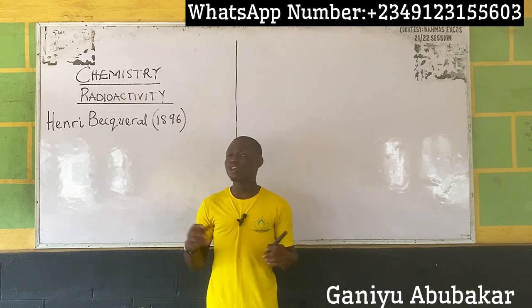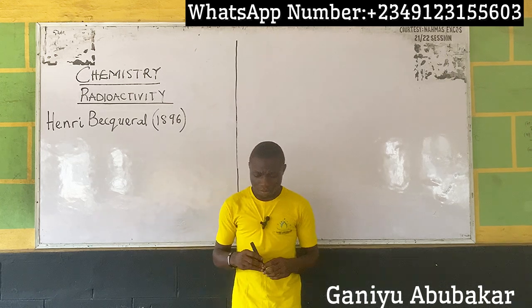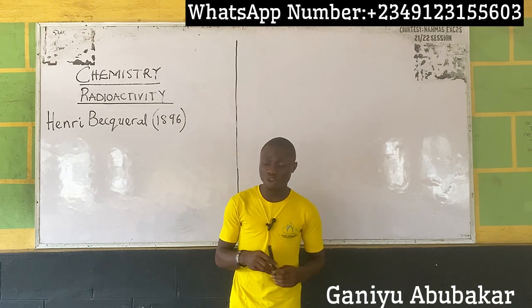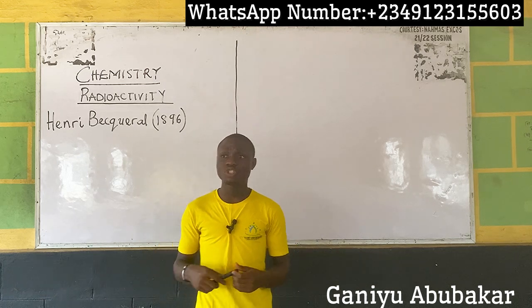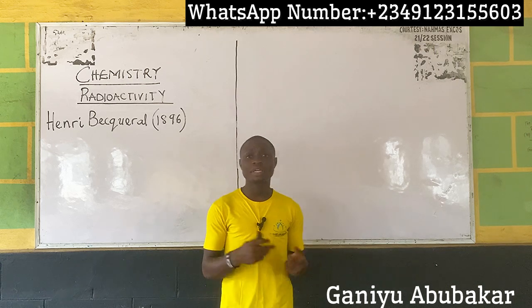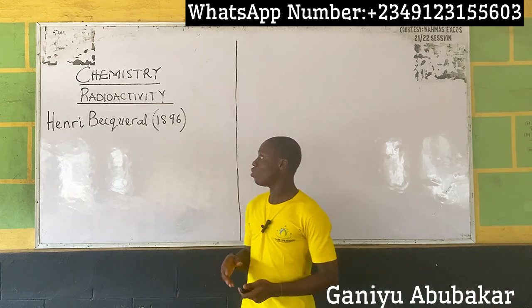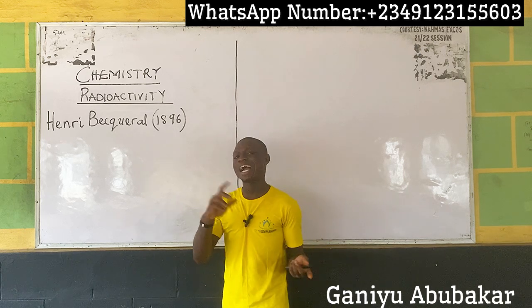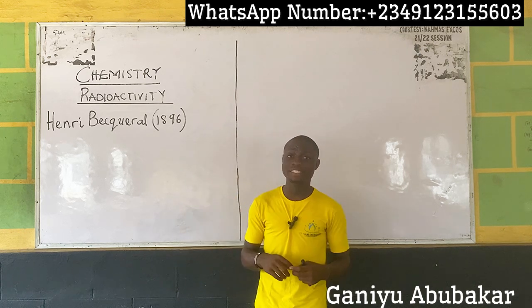So when it comes to radioactivity, it's simply a spontaneous decay or disintegration that emits alpha particle, beta particle, or gamma ray, or a combination of all three. So that becomes the basic idea behind radioactivity.